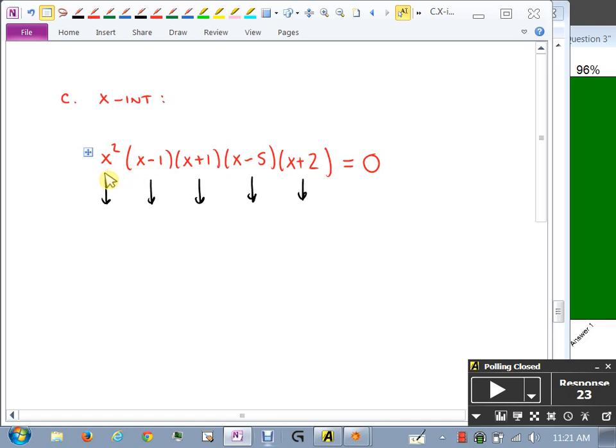So what does this give us? If you set this to 0, you get an answer of 0, right? The only thing that you can square and get 0 is 0 itself. Set x plus 1 equal to 0, you get x is negative 1. Set x minus 1 equal to 0, you get x equals 1. Set this one equal to 0, you get negative 1. And then this one equals 0, you get 5. And this one equals 0, you get negative 2, right?